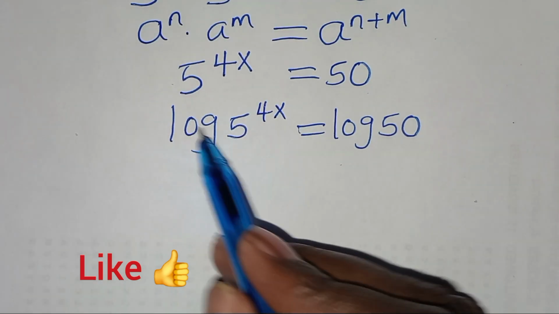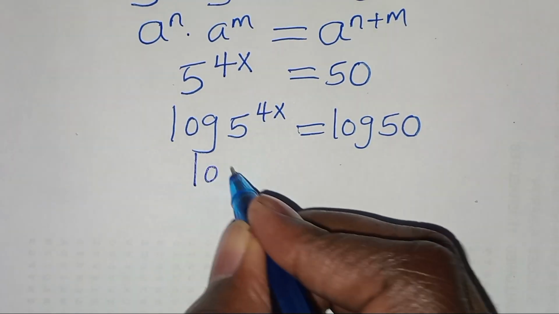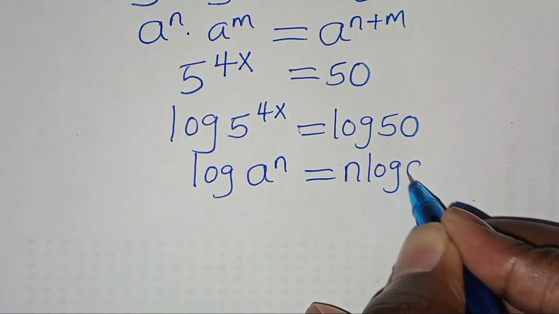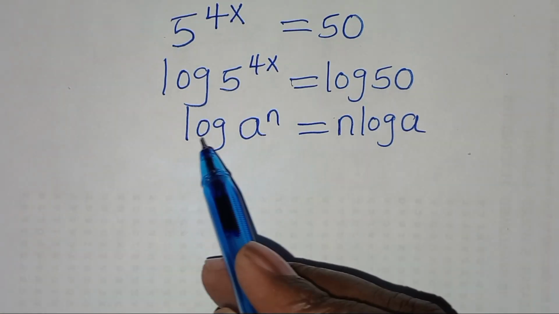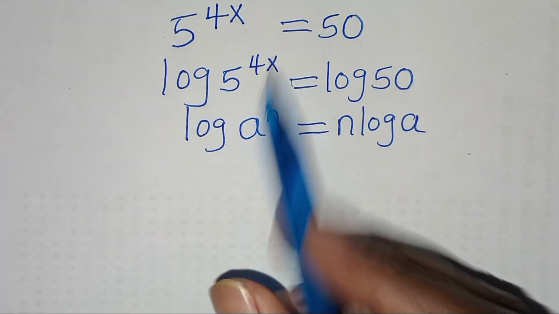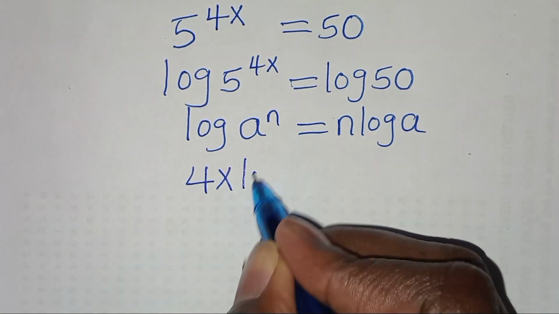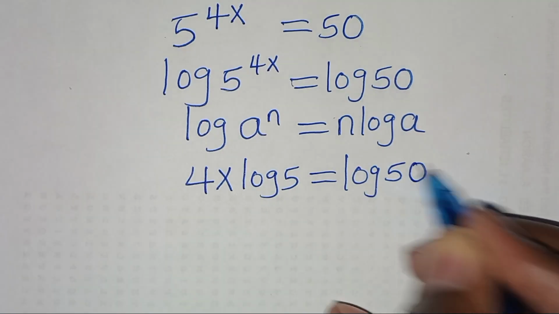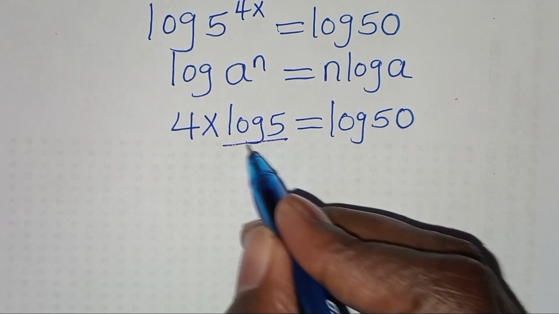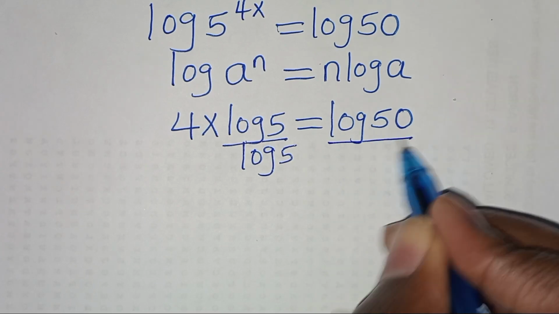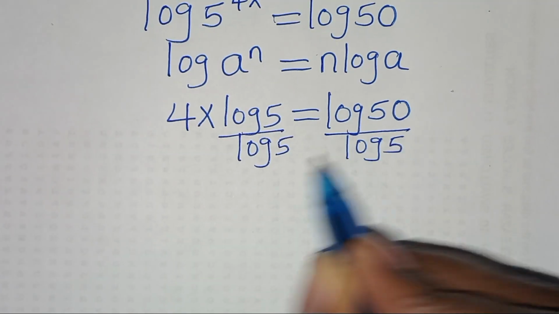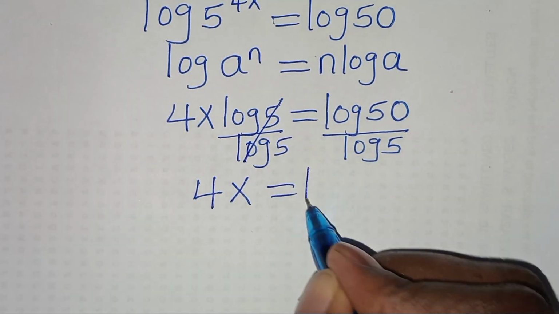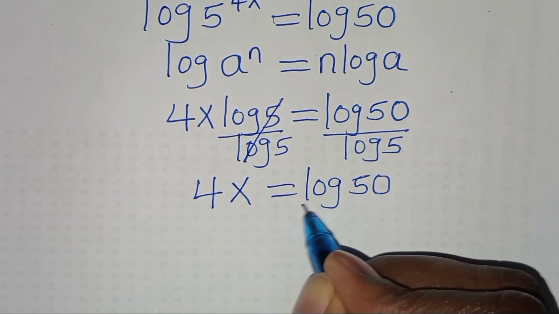The next step is that log 5 to the power 4x, this is in the form of log a to the power n, which we can express as n log a. Applying this power rule property of logarithm, then log 5 to the power 4x becomes 4x log 5. This is equal to log 50. Let's divide both sides by log 5. So that if we simplify here, we'll have here 4x. This is equal to log 50 divided by log 5.